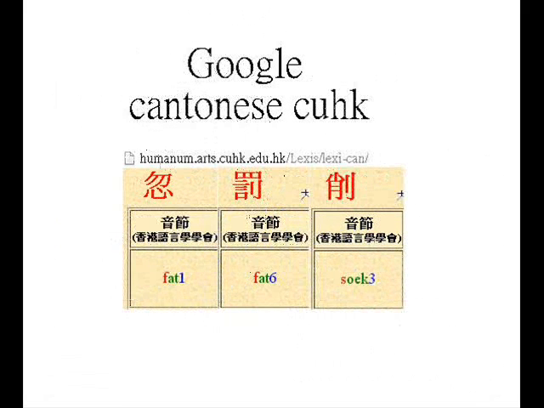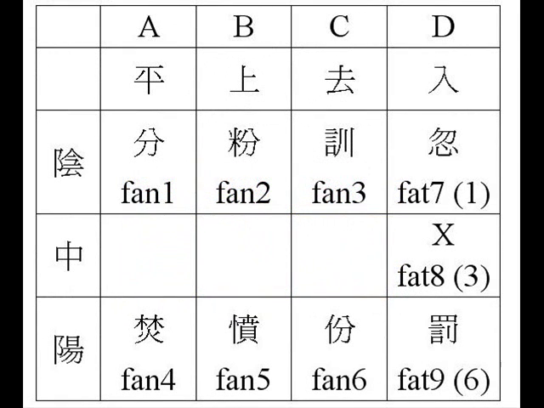Maybe you can go to Google and type in Cantonese, C-U-H-K. Then you can see that the ending letter is T, so it belongs to column D. And you can see the tone is number 1, number 6, or number 3. It means that my understanding is correct. In the old days, everybody said that I'm wrong. Anyway, now we are using a new system.